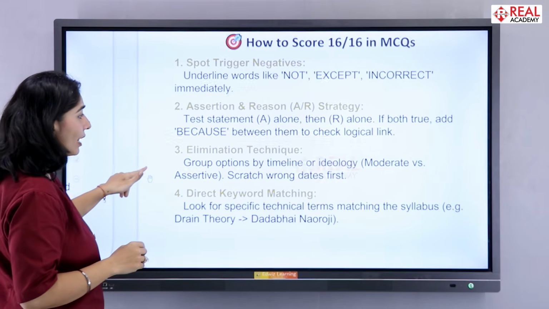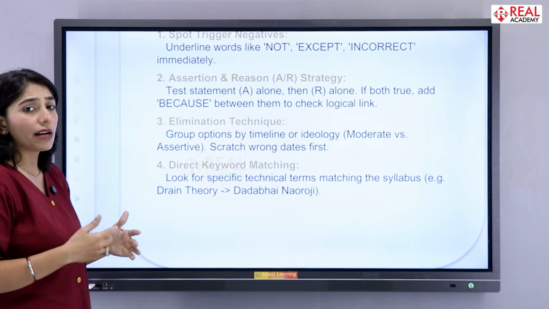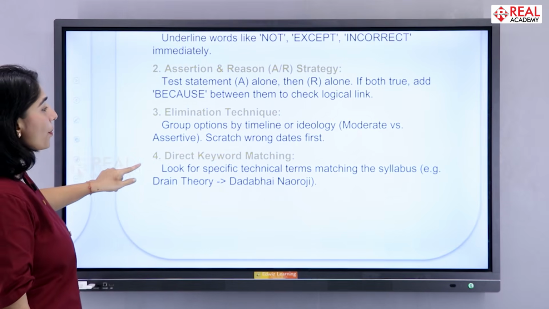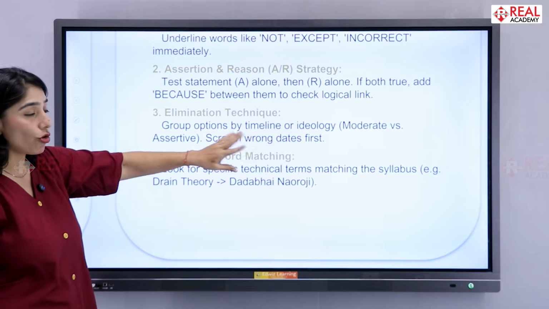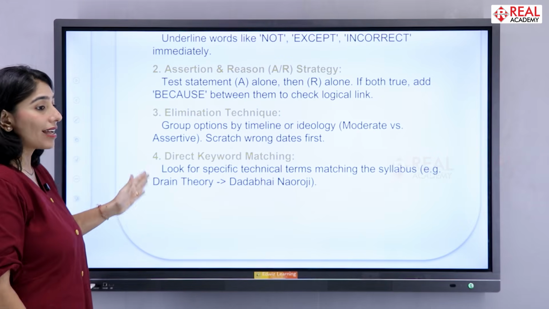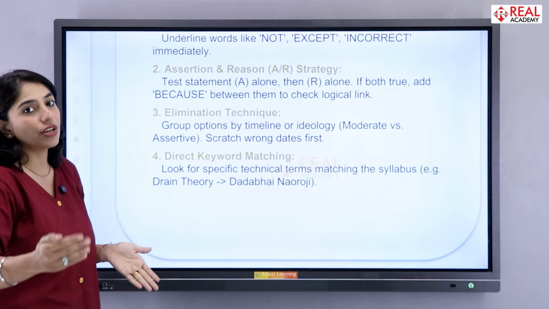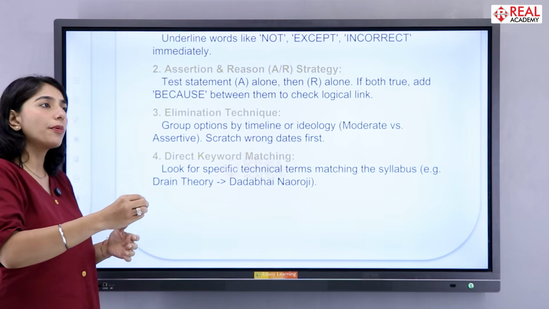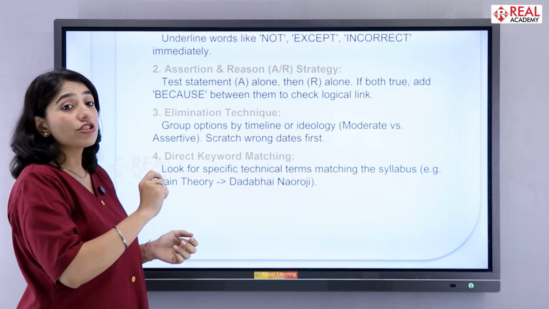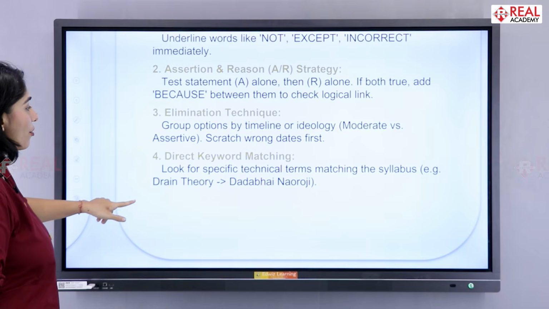Then the elimination technique, which we have all heard about, and which we may have been following for a very long time. So group options by timeline or ideology. That means, for example, moderates versus assertives, and then look at the timeline, scratch wrong dates first. What you feel or what you're sure about, no, this cannot be the answer by any means. First, you strike that off or eliminate it beforehand.